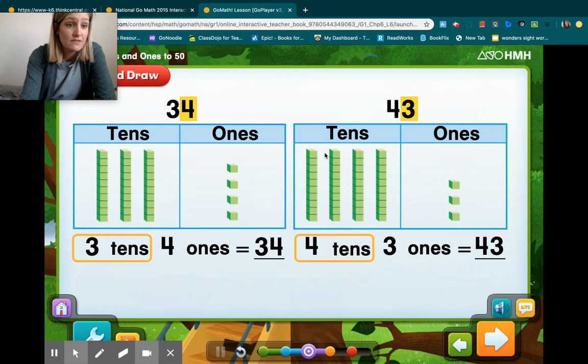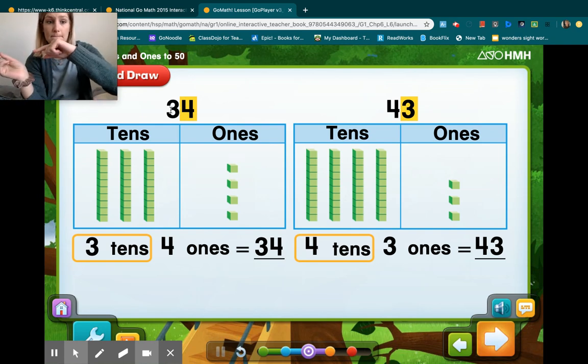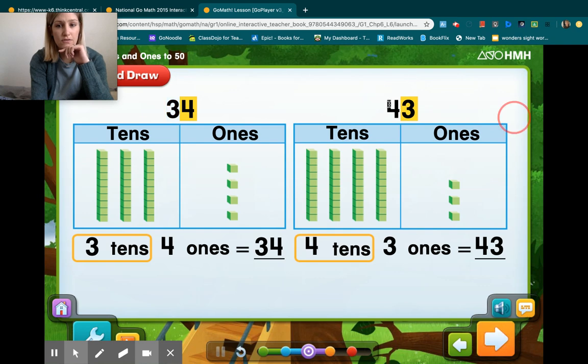The last piece of information that she said that's important for you to pay attention to is that the tens are always on the left, this way, the 3 and the 4, and the ones are always on the right, the 4 and the 3, okay?